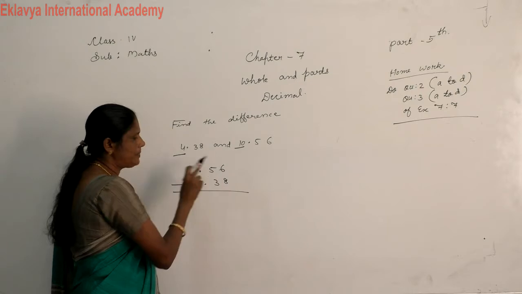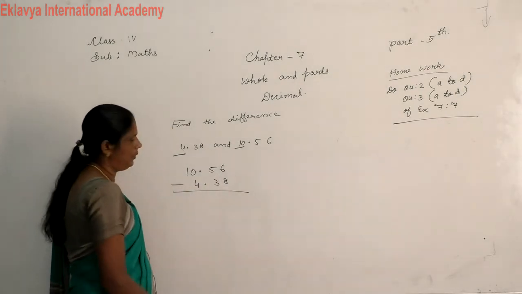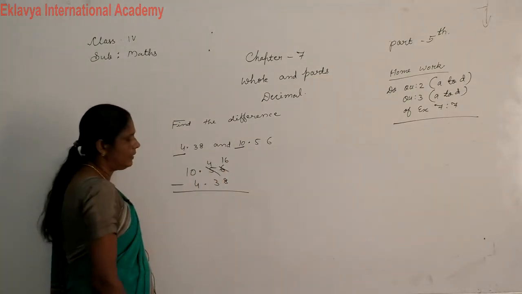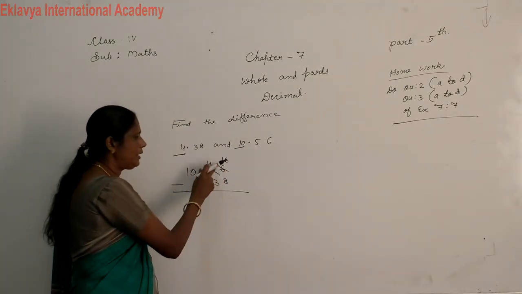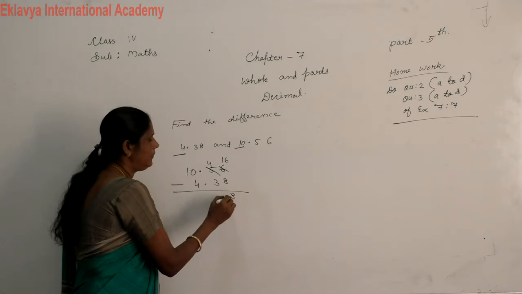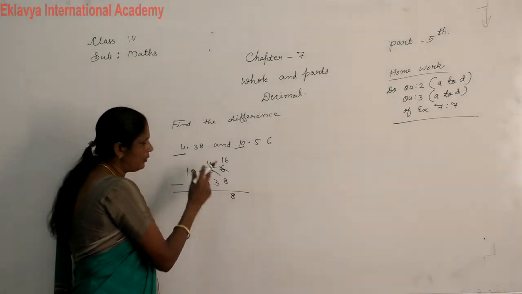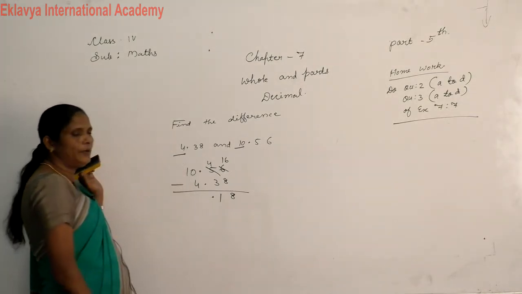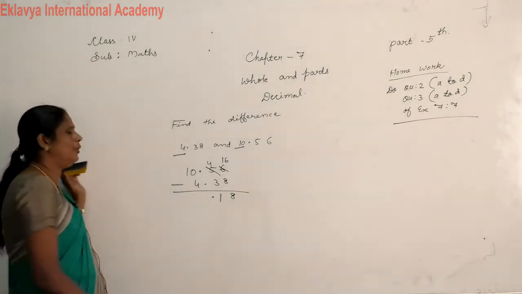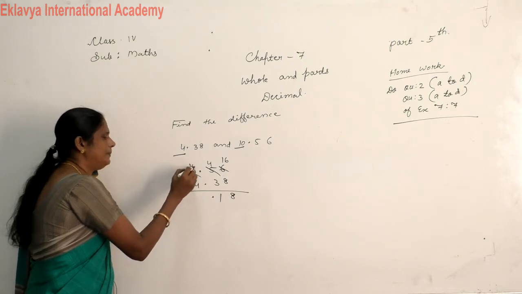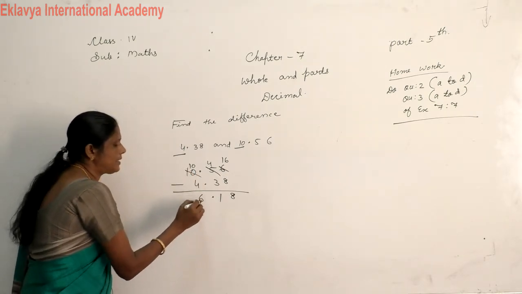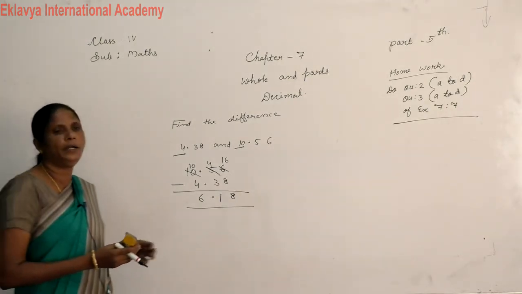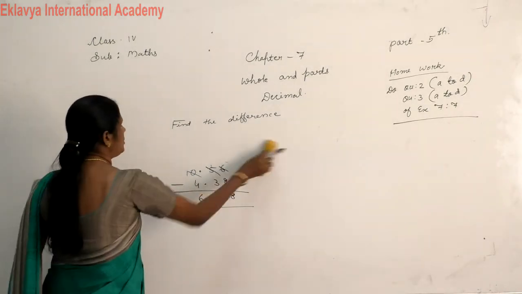8 take away from 6. Is this possible? No. This cut 4, this becomes 16. Now 8 take away from 16, 8. 3 take away from 4, 1. Then the point. Then 4 take away from 0. Is this possible? No. You cut this, 10. Then 6. What is your answer? 6.18.